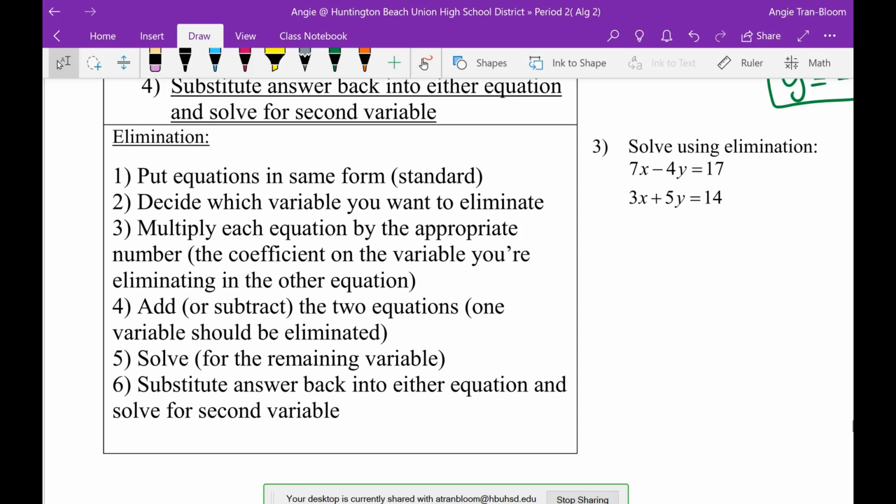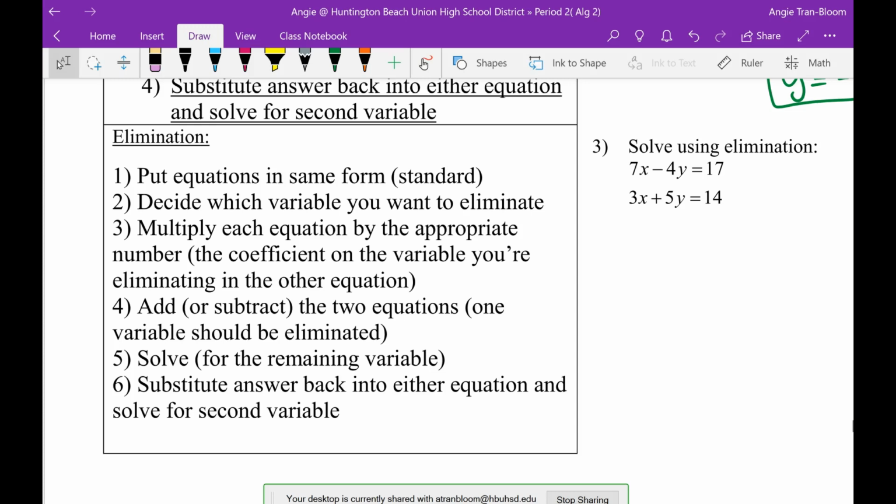Number 3, Joseph M, can you help me read number 3? Multiply each equation by the appropriate number so that the coefficient on one variable is eliminated. Thank you. Hannah L, can you read number 4, please? Perfect. Okay. Kai, can you help me read number 5, please?